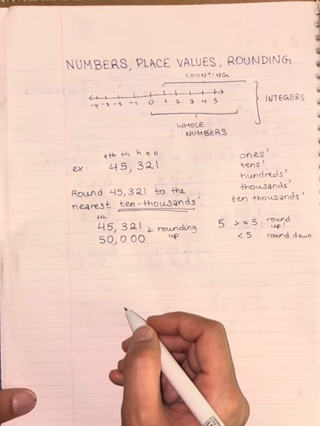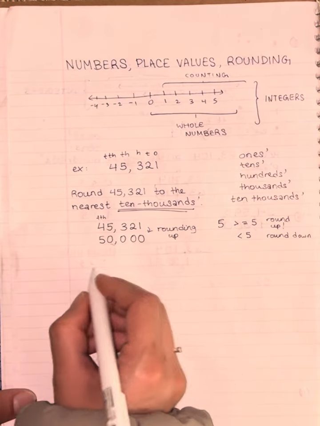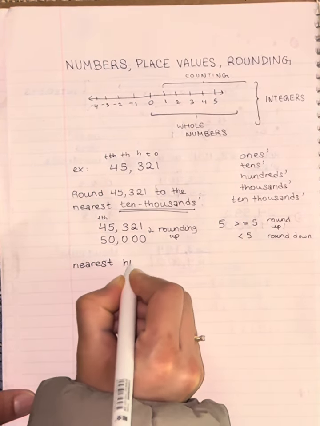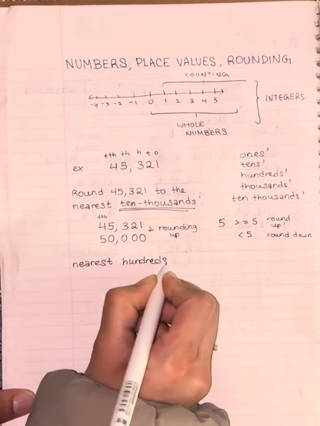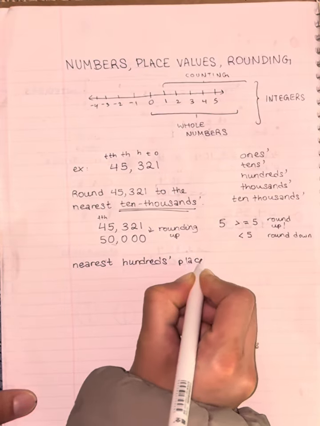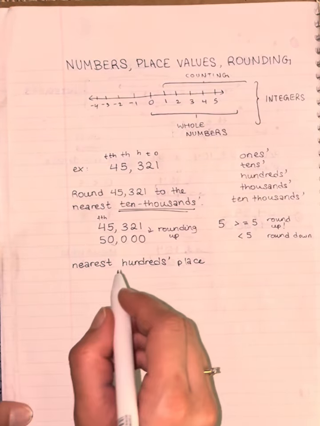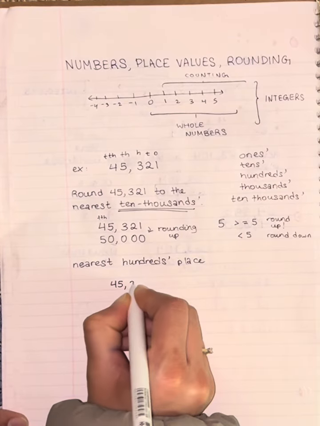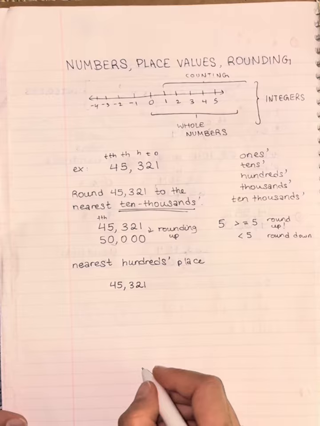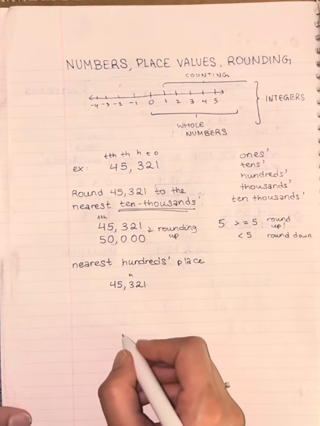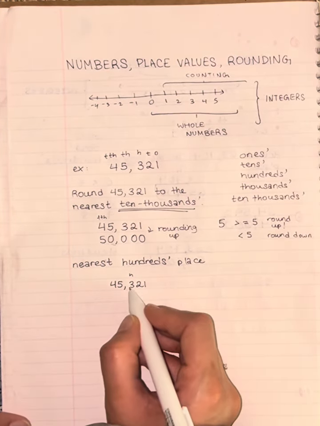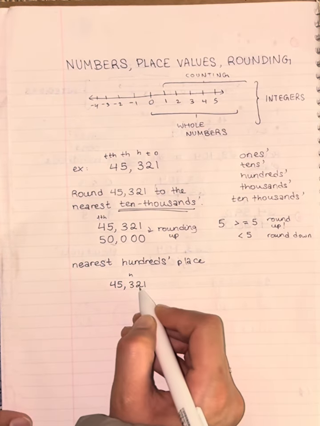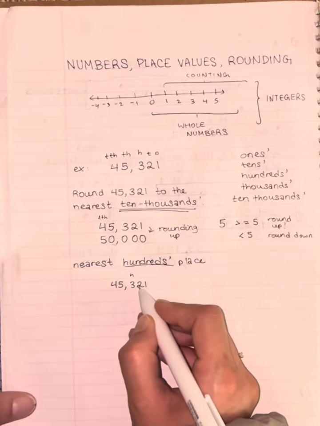Now, what if I instead said, let's round this same number, but let's round it to the nearest hundreds place. So it's the same situation, but now I'm going to be looking at a different digit. So I have 45,321. I'm looking at the hundreds place. So I have 3 in the hundreds place. I'm just putting an H to mark it. Now I'm going to look one digit to the right of my 3, of my digit in the hundreds place. So I have my hundreds place. Now I'm looking one digit to the right.